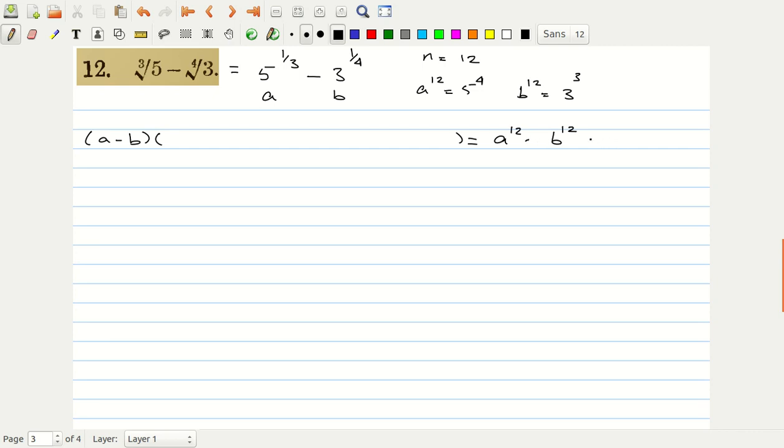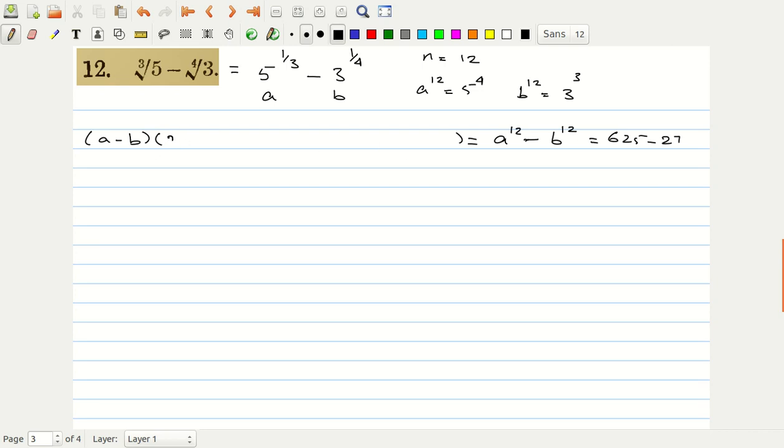Let us think about what we should put, whether we should put a plus sign here or a minus sign here. See, a to the power 12 plus b to the power 12 is not divisible by either a minus b or a plus b. So if we put a minus sign, we know that this is going to be divisible by a minus b, and this is going to be 625 minus 27, which is a rational number, but we need not calculate it. We have to simply find out what is this missing factor.